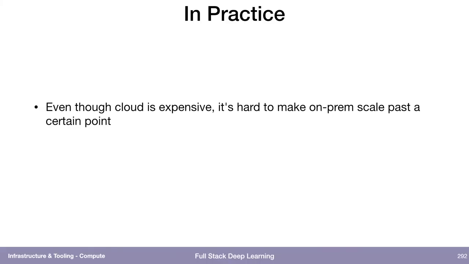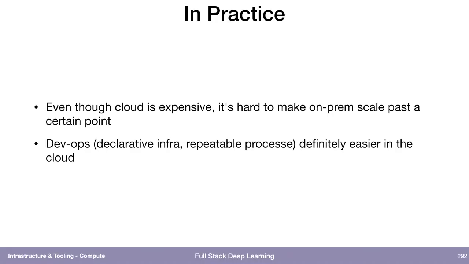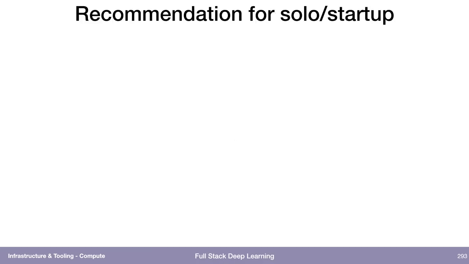In practice, even though cloud is expensive, it's pretty hard to make on-prem scale past a certain point. If you have a dozen people working on machine learning problems, you have to keep buying machines. You have to cluster them yourself. It's a whole headache that cloud solves pretty efficiently. And that's what I call DevOps, right? You want to be able to declare your infrastructure, push updates to all your machines, and have some repeatable process in training. That's definitely easier to set up on the cloud than on your own cluster.